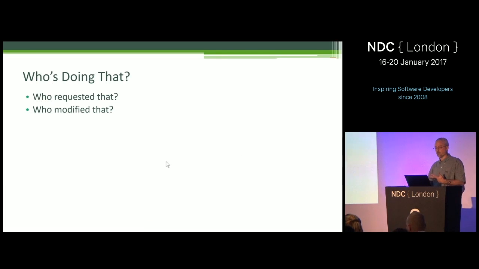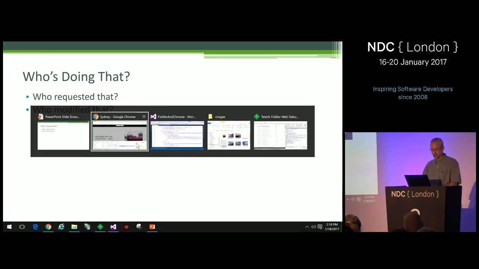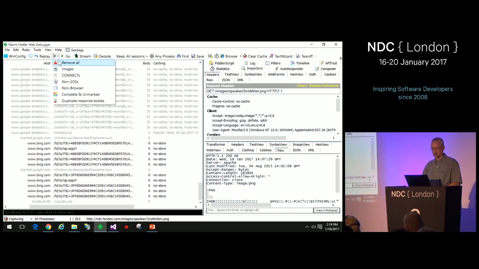Next one is, I flipped those around, sorry. Who requested that? So there's a lot of times where somebody will come to us and say, we did a Fiddler trace, there's this JavaScript file in there we didn't expect, or I'm going to show you an example of a font. How do you figure out who actually made that request? So go back to Fiddler. I'm going to clear this out.